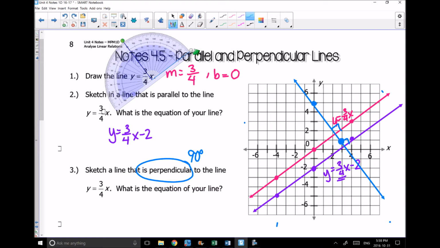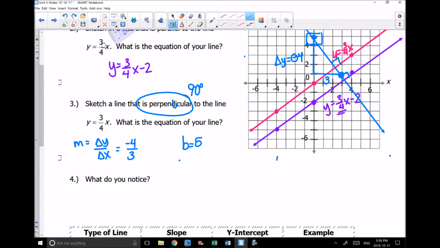So when I graph this out, I can see, oh, my delta y is going down by 4. Don't forget the negative here because it's going down by 4, and it's going over by 3. So to find my m, I do delta y over delta x. So I get negative 4 over 3, and then to find my b, I see that it starts at 5. So therefore, my equation is y equals negative 4 over 3x plus 5.